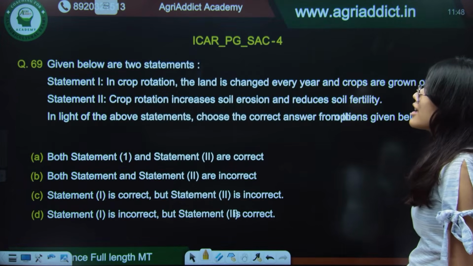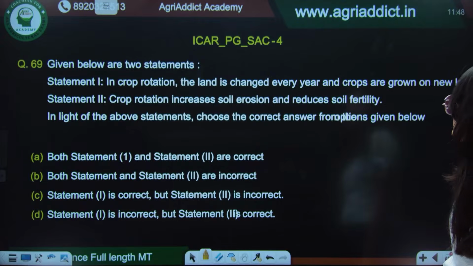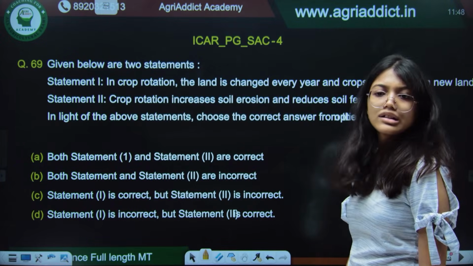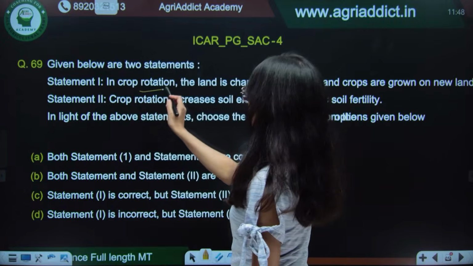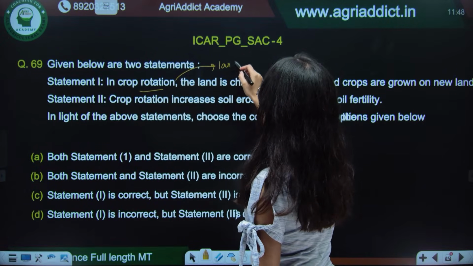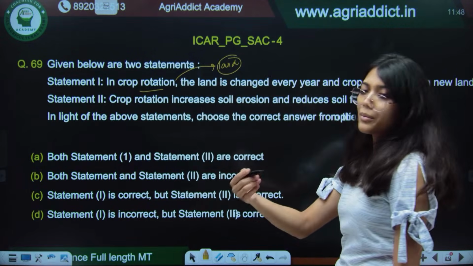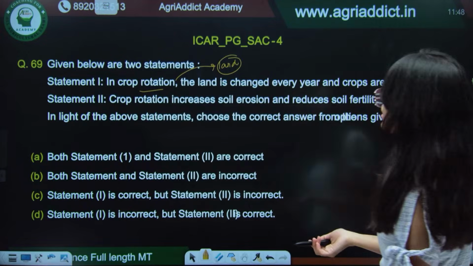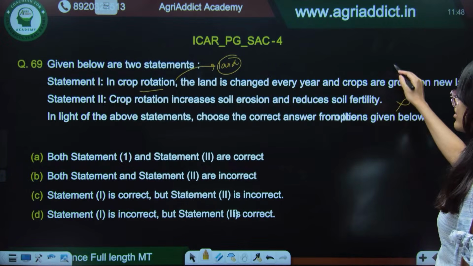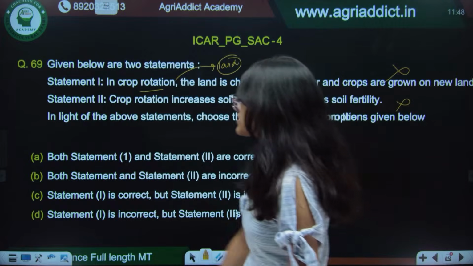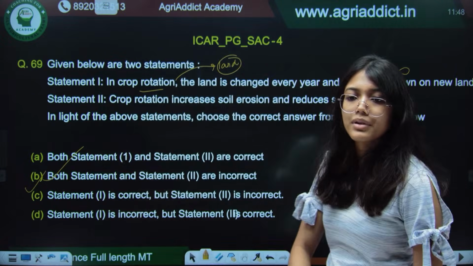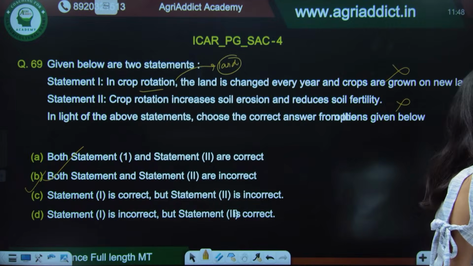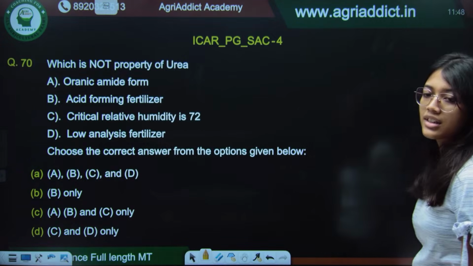Okay. Next, in crop rotation, the land is changed every year and crops are grown on new land. That is not crop rotation. That is land rotation. Crop rotation means same piece of land you are rotating your crop. It will increase soil erosion and reduce soil fertility. Both the statements are incorrect. That means option number B will be our correct answer. Okay. Easy guys. Easy, very easy.